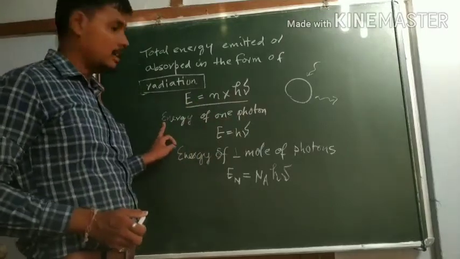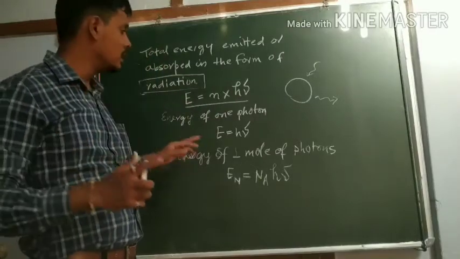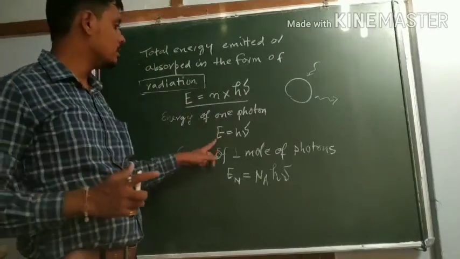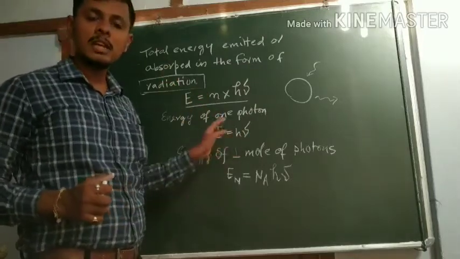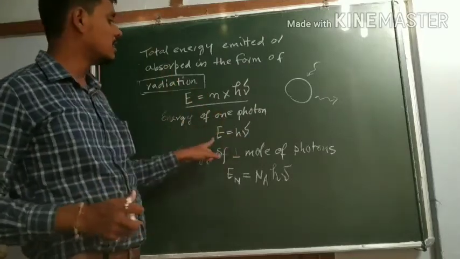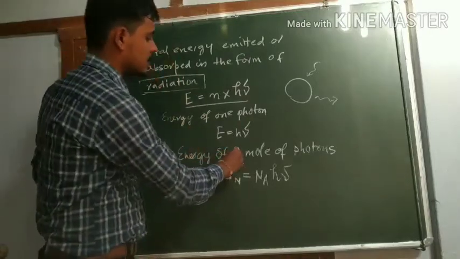And if I have one photon, the energy of one photon is, with n equal to 1, E equals h nu. So this is the energy of one photon. So the energy of one photon is h nu, if I have the energy of one photon.